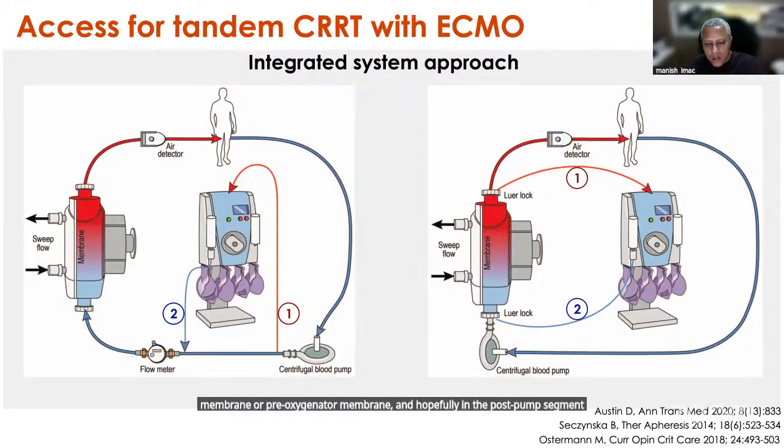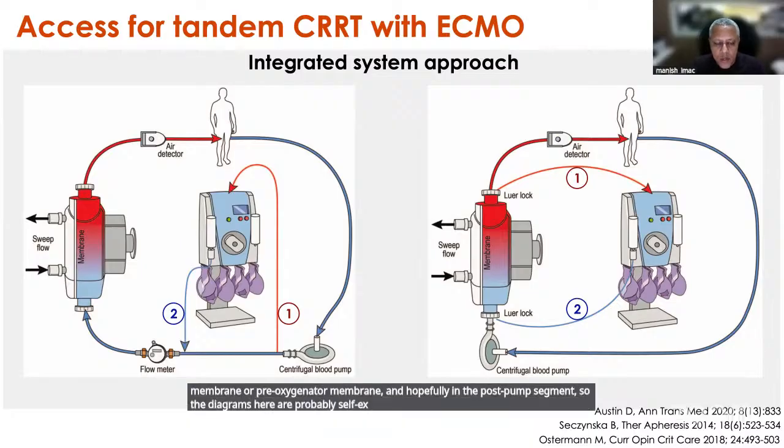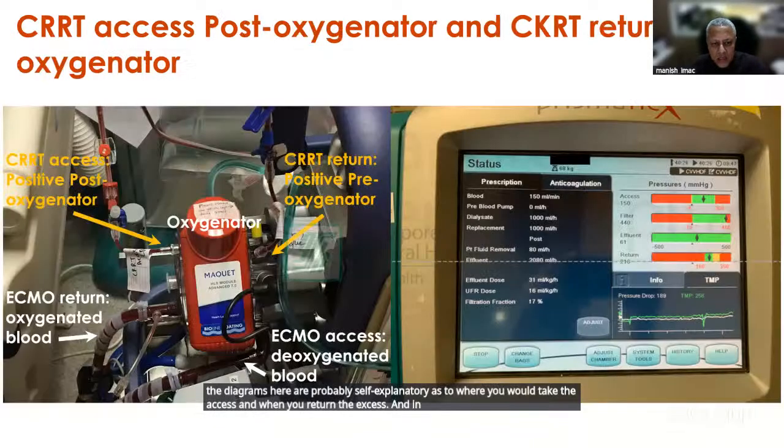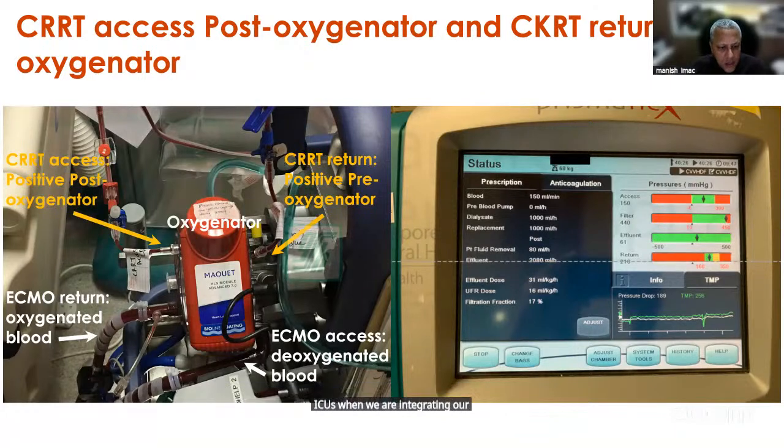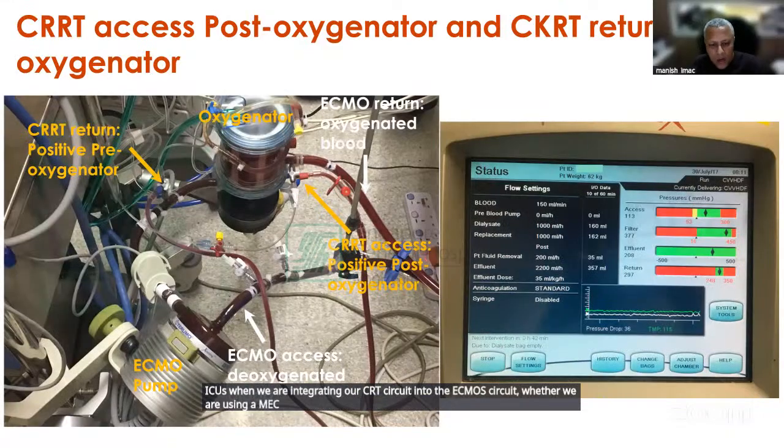So the diagrams here are probably self-explanatory as to where you would take the access and where you return the excess. And in the practical sense, this is how we connect it in our ICUs when we are integrating our CRT circuit into the ECMO circuit, whether we are using a MEC or any other form of oxygenator. And these are just some examples.